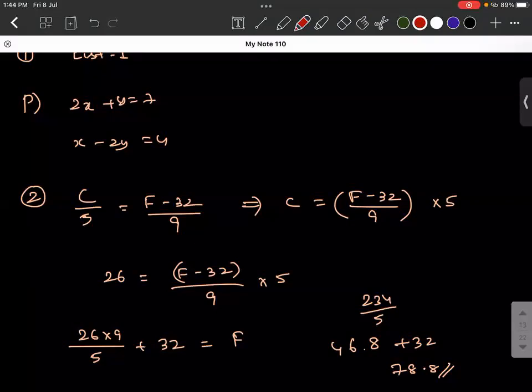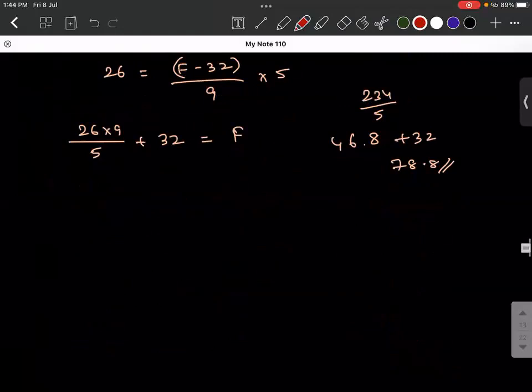Assertion and reason types. Okay. In which of the following questions a statement of assertion is given followed by a corresponding reason? Just below it, mark the correct answer. Okay, assertion: there are infinite number of lines which pass through (2, 14). Yes. So assertion is true.